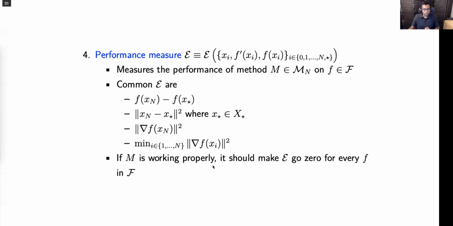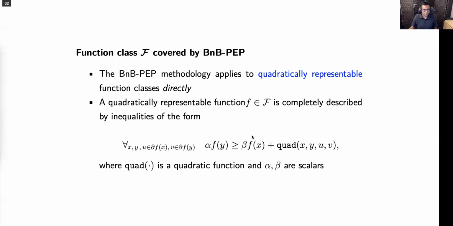Now, if M is working properly, and if we have chosen our performance measure carefully, then M should make the chosen performance measure go to 0 for every f in the function class. Because if it is working for certain functions and not for others, then it's actually not a working method. It should work for every function in the function class.